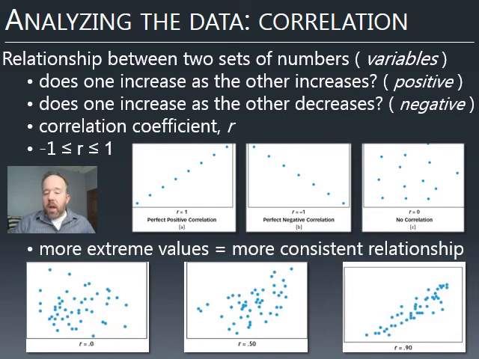An R of 0.9, it's not quite 1, but it's close. There you can give a much tighter estimate of what variable 2 will be if you're given the value of variable 1. So the negative or positive sign matters, and also how extreme the value is matters. The more extreme the value, the more consistent the relationship, the better you can predict one variable from the other.